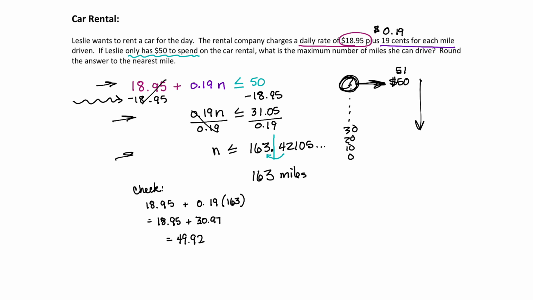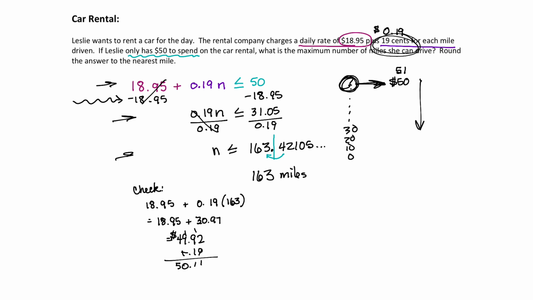So she would spend $49.92, which is as close as you can get to $50 without going over, if each mile is 19 cents. If I add 19 cents onto that, I'm going to be at $50.11, which she doesn't have. So make certain you round it so that it makes sense. And there's another one of those types of problems coming up so you can see how to round it. But for right now, we're going to do a second part of this car rental problem.